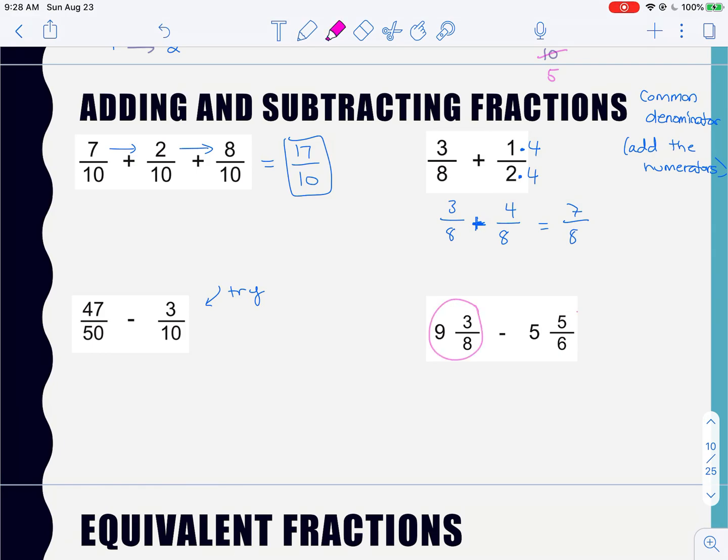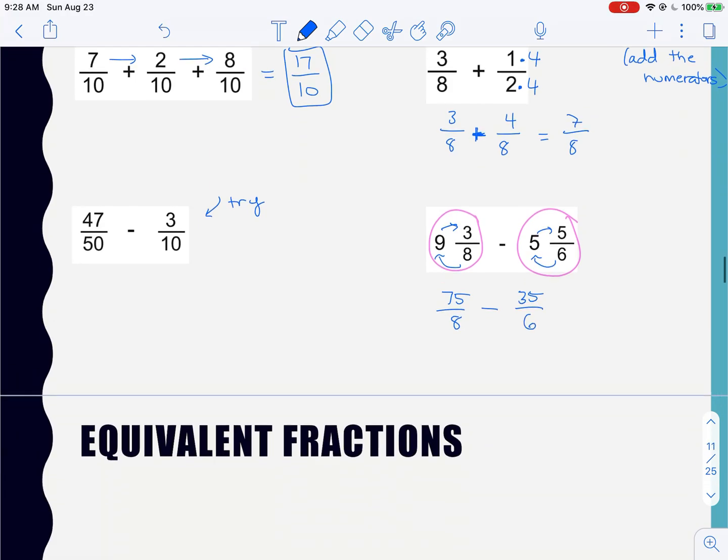For the mixed numbers, again, I think the quickest way to do it is to change them into improper fractions. So this would be 72 plus 3, so this would be 75/8, then minus 30 plus 5 would be 35/6.